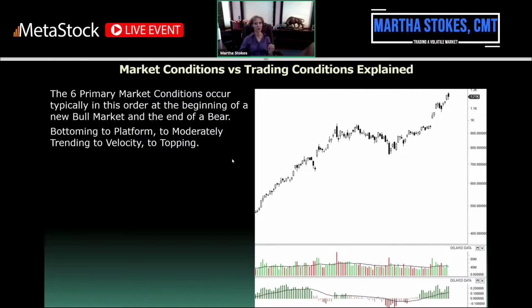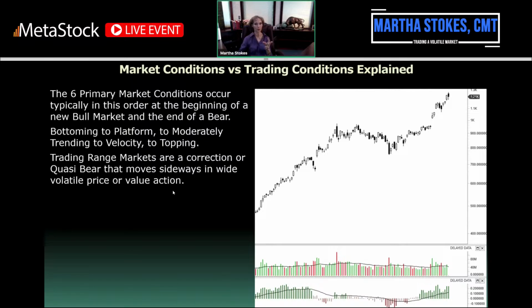Write that down. To moderately trending, to a velocity that can switch. Sometimes it goes velocity for a few days. Remember, velocity is very short term. Moderately trending, up trending, to velocity to topping. Okay, that would be the whole gamut of the long-term bull market.